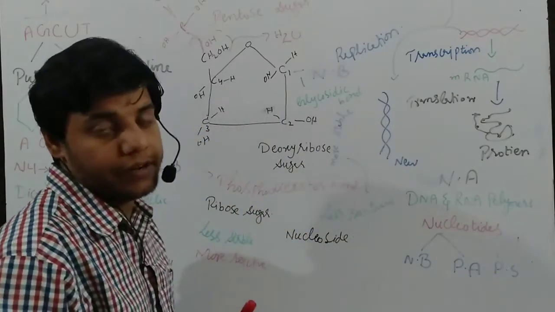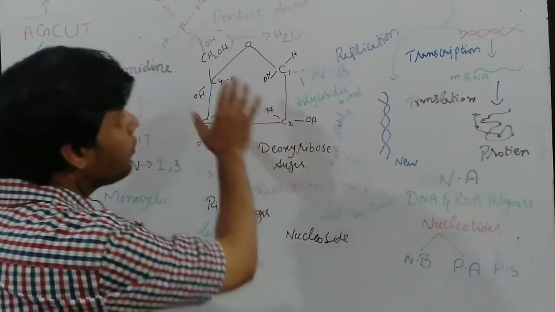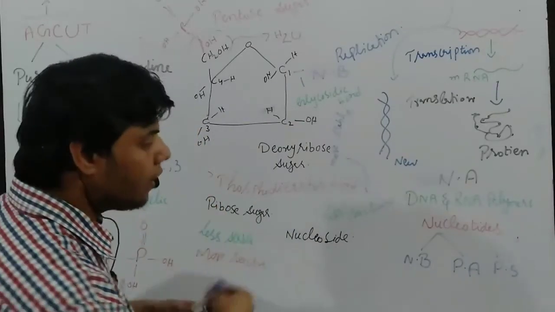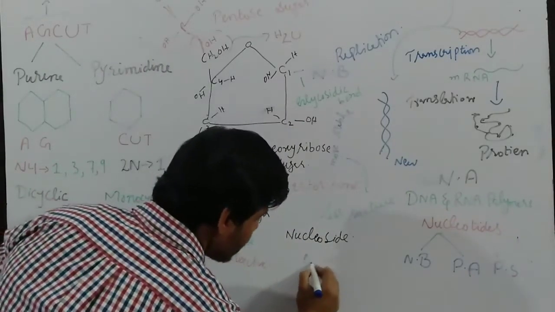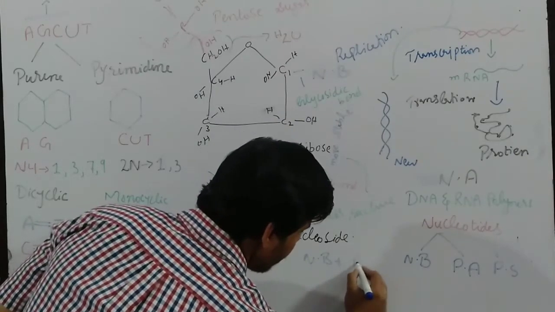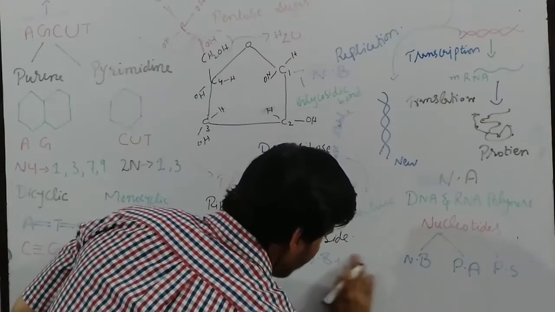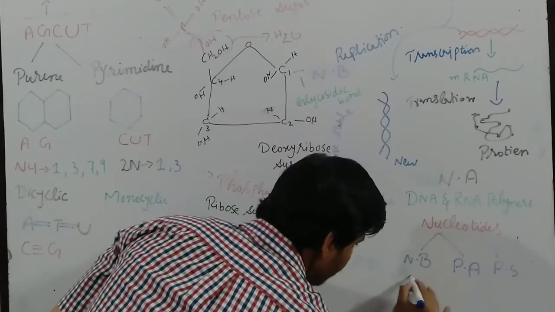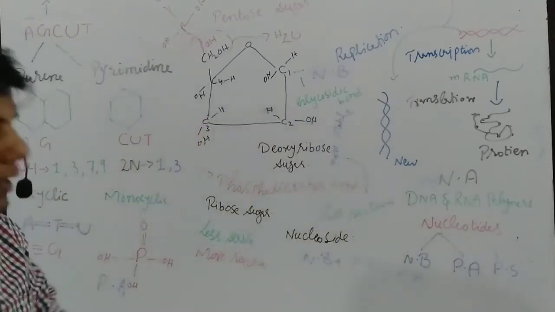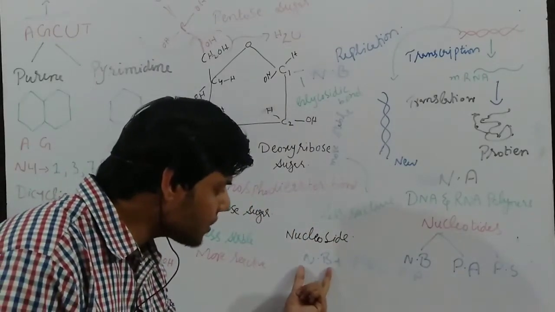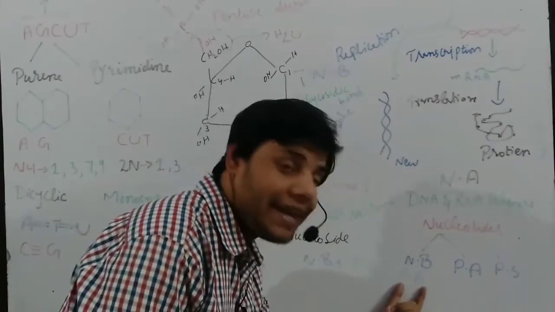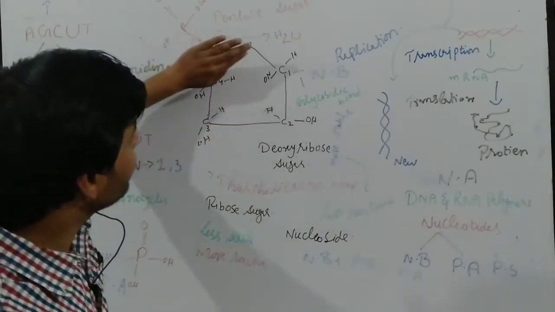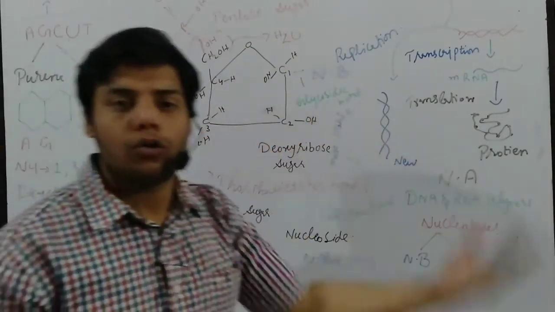Now what is a nucleoside? Remember, when we remove the phosphate group from the nucleotide, we call that a nucleoside. How exactly? For example, we have the nitrogenous base, plus phosphoric acid, and a pentose sugar. When we remove the phosphoric acid, we call that a nucleoside. So let me once again tell you: nitrogenous base plus pentose sugar, minus phosphoric acid, we call that a nucleoside. The same structure we have, but when we remove the phosphoric acid here, we call that a nucleoside.